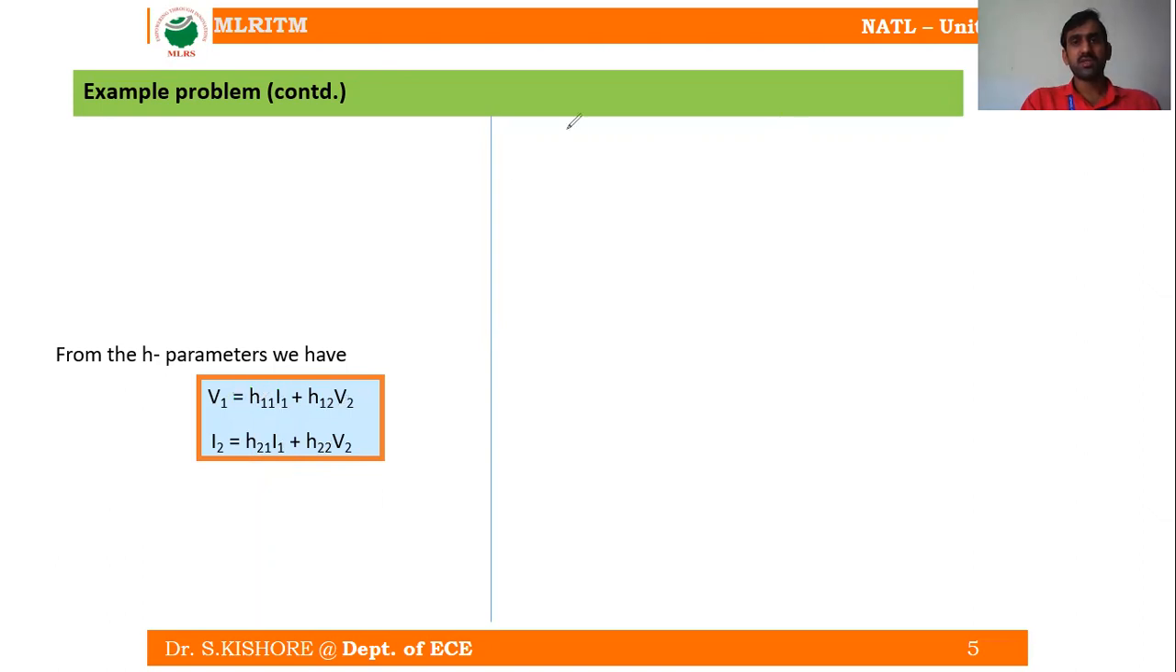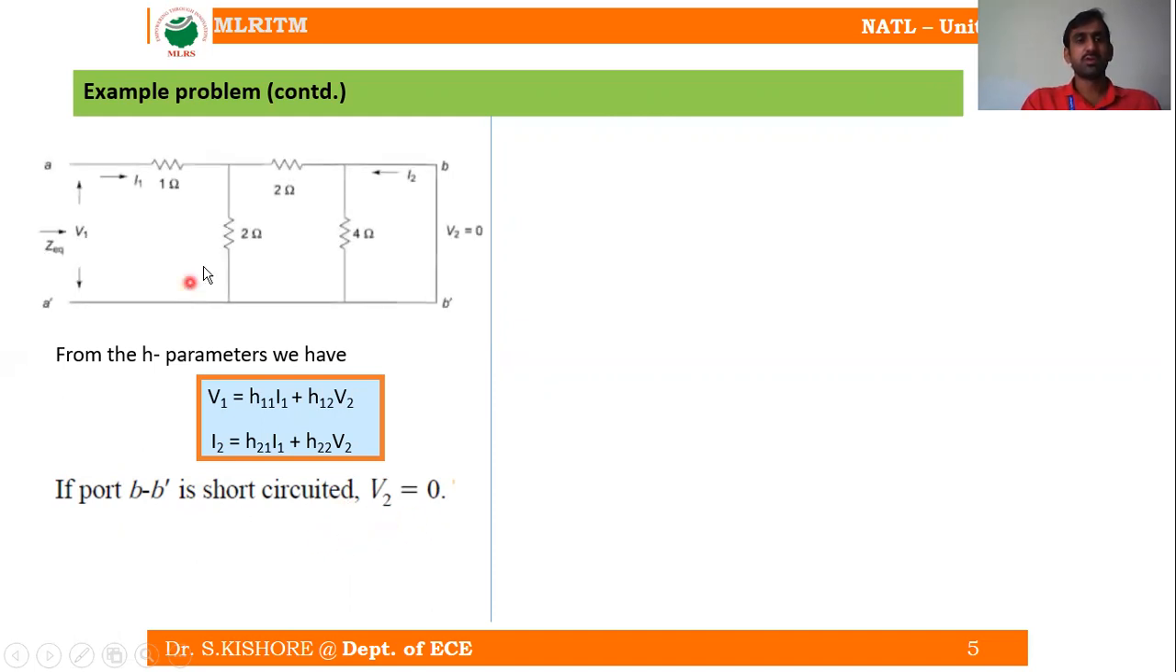Now in the first case, if port B dash is short circuited, that means V2 is equal to 0. This is going to be our equivalent circuit, where we have A dash and B dash, and I have short circuited this port. B dash is short circuited, so V2 is equal to 0.